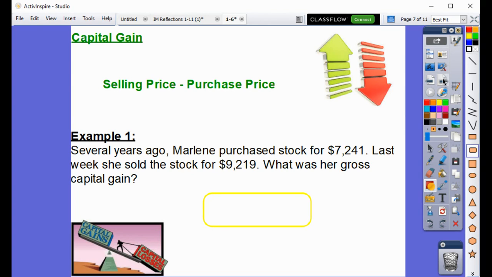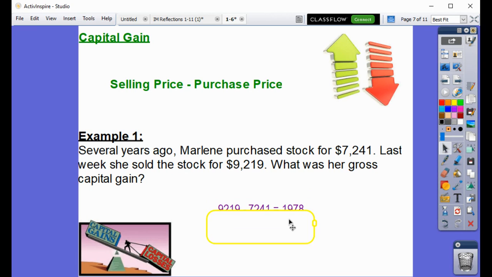I'm sure you're guessing already that all we have to do is subtract those two numbers, and that is the difference. And you're absolutely correct. So we move our little box out of the way. 9,219 minus 7,241. She has a capital gain of $1,978, which she will have to report to the IRS, or she can reinvest it if she wants to do that as well.